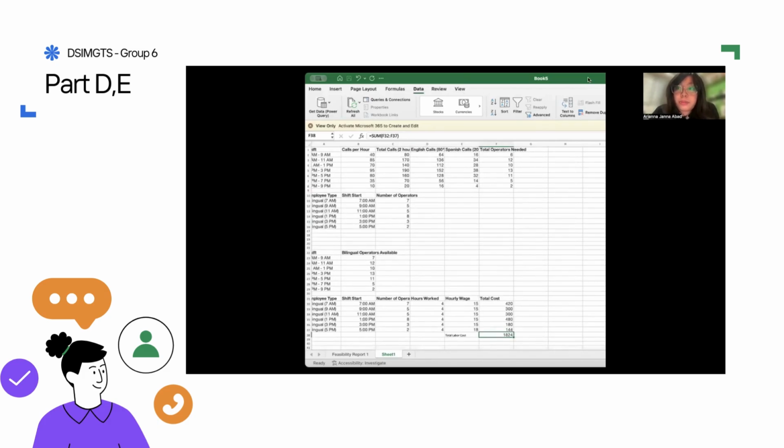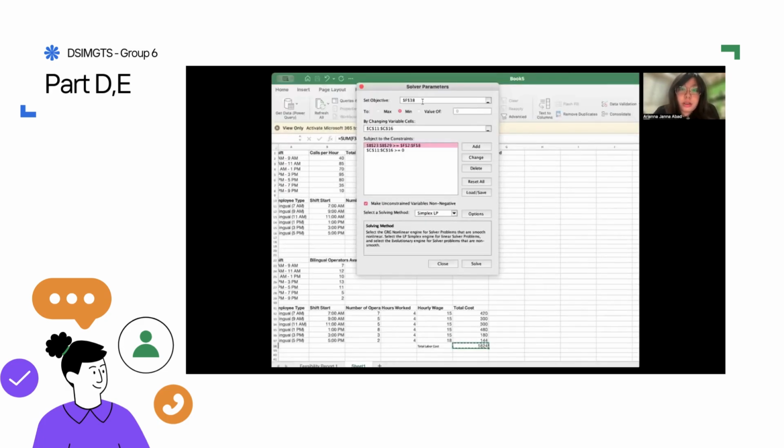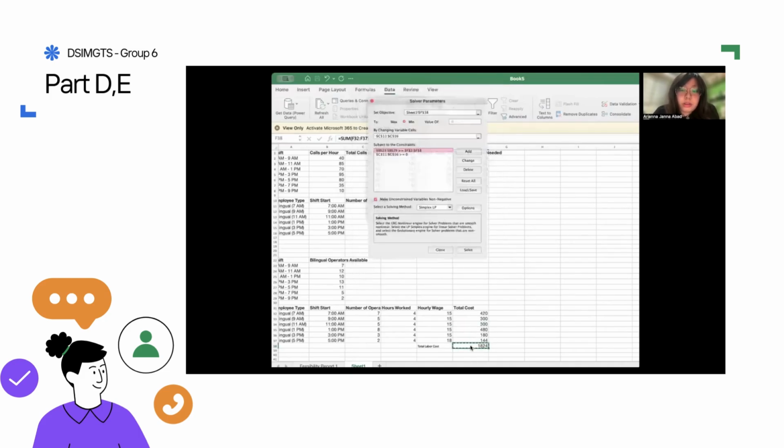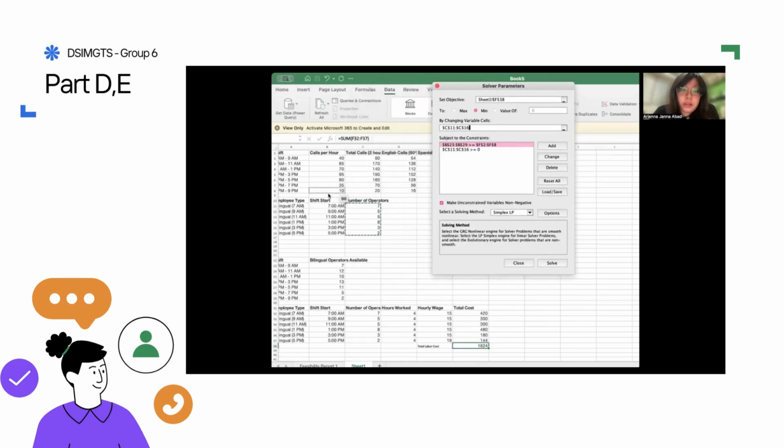In the solver, we set the objective to minimize the total labor cost, which is this one. And the decision variables are the numbers of operators in cell C11 to C16. And the constraints will be ensuring that the number of operators meets or exceeds the total operators needed for each shift, and that all decision variables are non-negative integers.